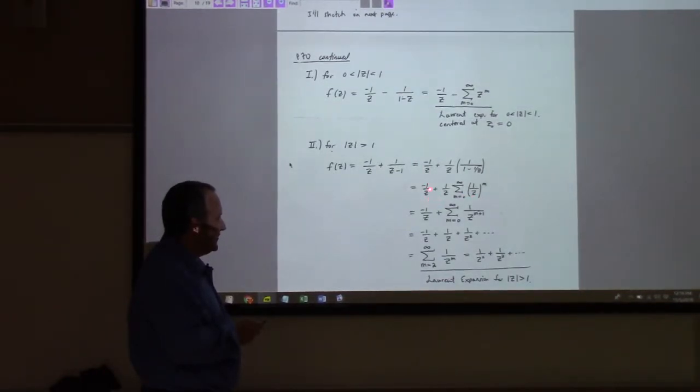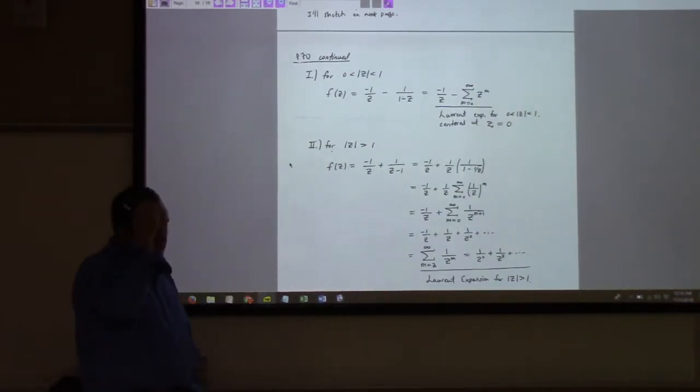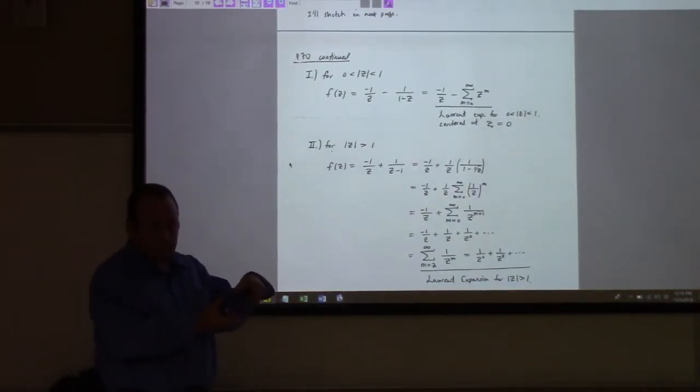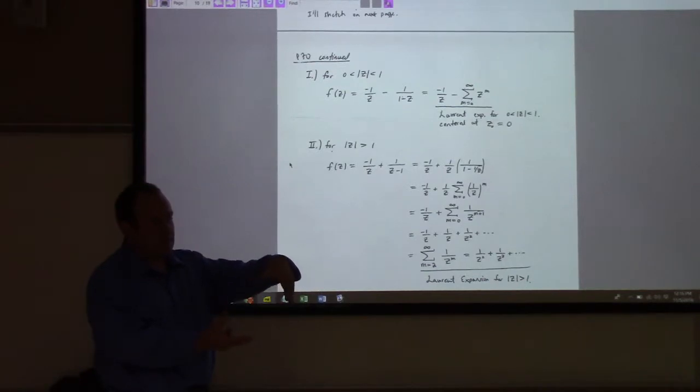But anyway, minus 1 over z, and so I do the geometric series again, and bam, there you go. This is the Laurent series expansion for the outer annulus. So for a given center, we get different Laurent series expansions depending on which annuli we're looking at, right? Even for one center, there can be different Laurent series expansions depending on which annulus you're looking at.